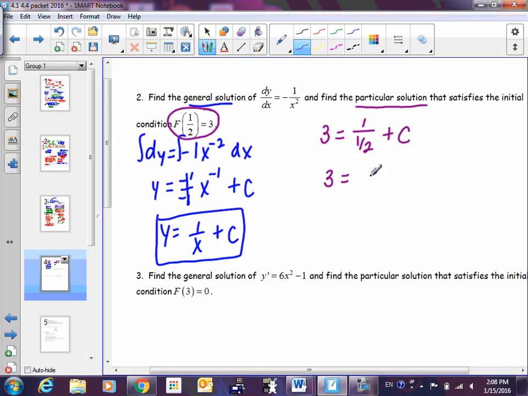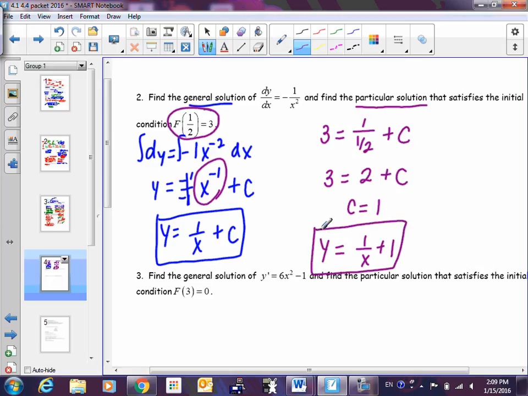Well, what is 1 over 1/2? 2. So c in this case equals 1. And I need to go ahead and write my final answer as 1 over x. It would be totally okay if you had written it as x to the -1. But instead of plus c, we got to write what c actually equals. Plus 1. That's the particular solution.